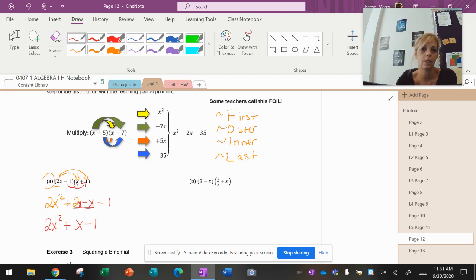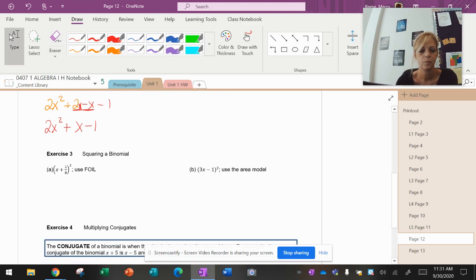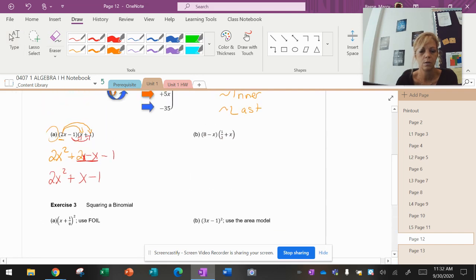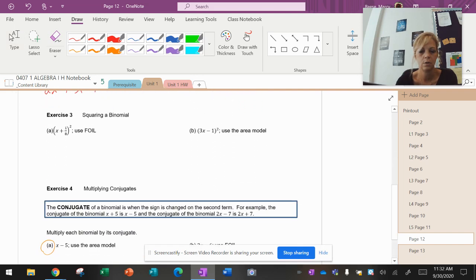We did the front page, we did an area model. I'm not a huge fan of FOIL only because you can only use it with two binomials. You can't use it for any more than that. So we are good with that one.